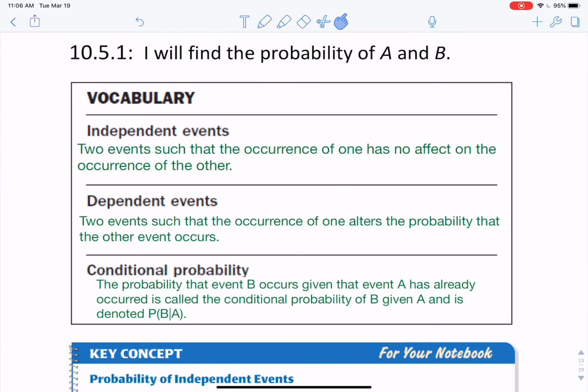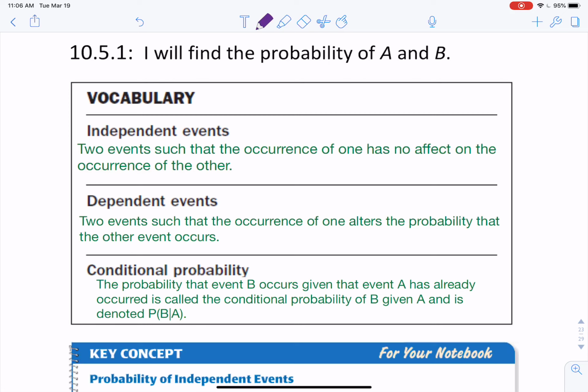Hey everybody, we're going to be looking at lesson 10.5, which is finding the probability of A and B. So yesterday we looked at finding the probability of A or B. So there are some differences here. There is some vocabulary to look at.